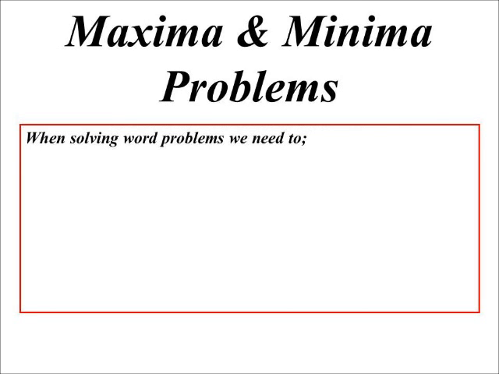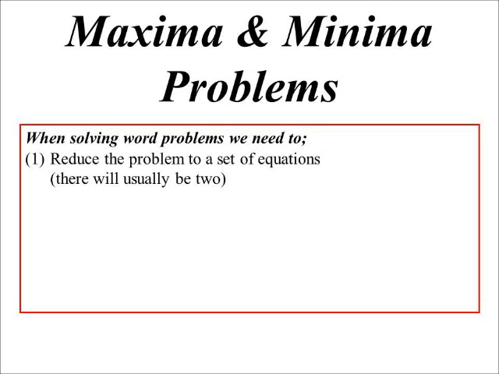So basically we're going to have a word problem, and in that word problem it's going to be asking us to maximize or minimize some quantity. So the thing we need to do is reduce the problem down to a set of equations. We're taking this word problem out of words and putting it into mathematics. Usually there'll be two equations, sometimes more, sometimes only one, but most of the time we'll bring it down to two equations.